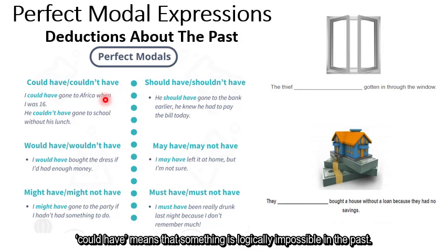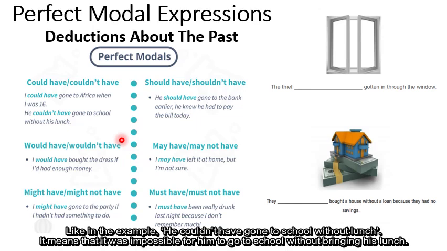Couldn't have means that something is logically impossible in the past. Like in the example, he couldn't have gone to school without lunch. It means that it was impossible for him to go to school without bringing his lunch.